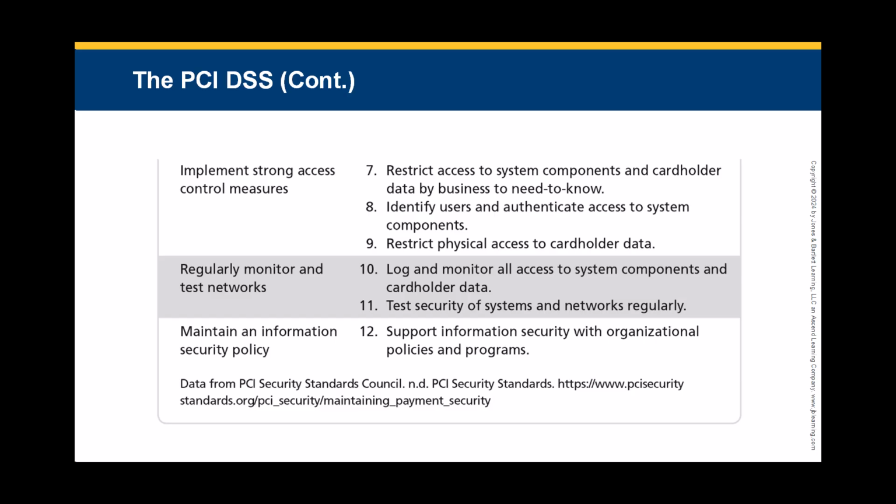Requirement 7 states that organizations must restrict access to system components and cardholder data based on business need to know. In practice, this means users should only have access to the systems and data necessary to perform their job duties. For web applications, this involves role-based access control, least privilege permissions, and separating administrative functions from standard user access.